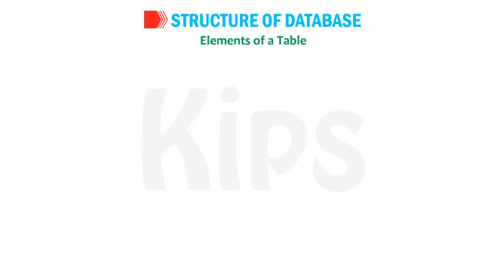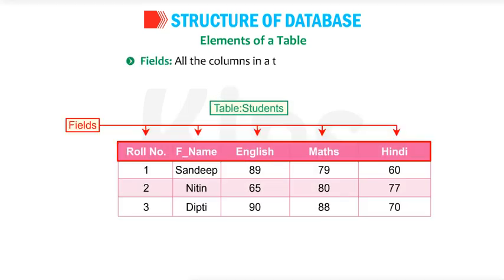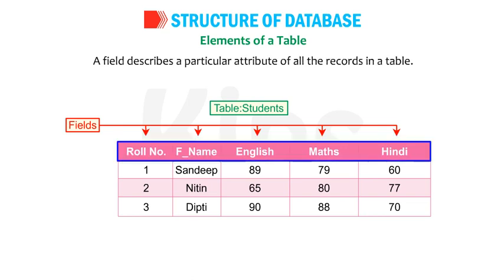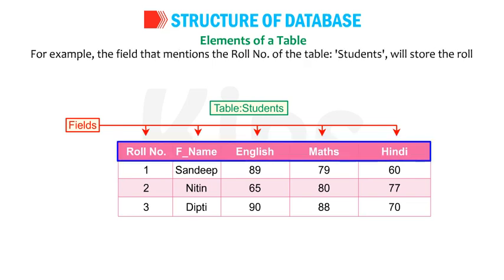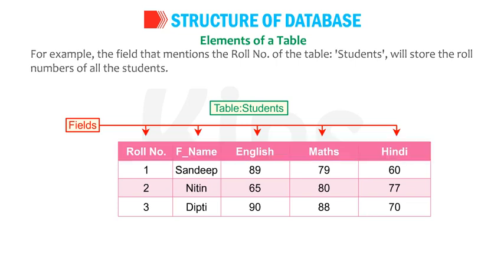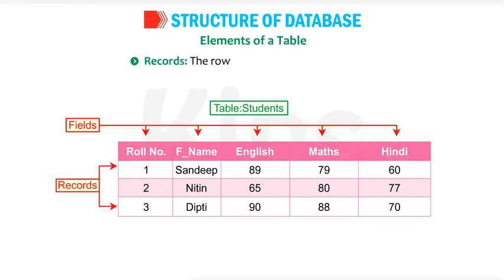Elements of a table. Fields. All the columns in a table are called fields. A field describes a particular attribute of all the records in a table. For example, the field that mentions the roll number of the table, students, will store the roll numbers of all students.